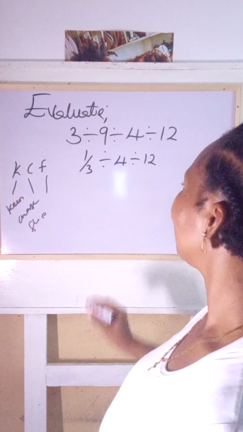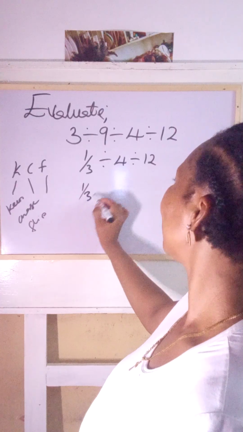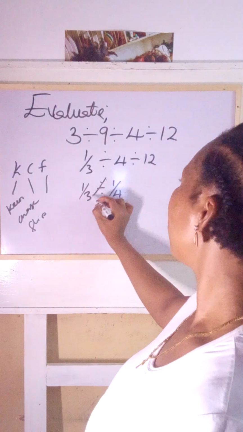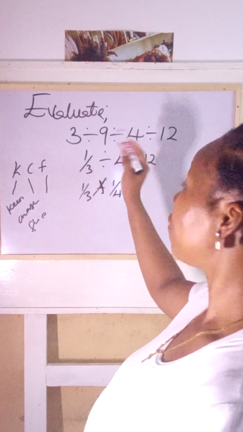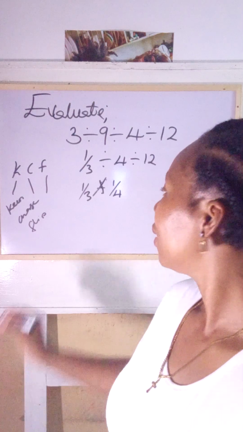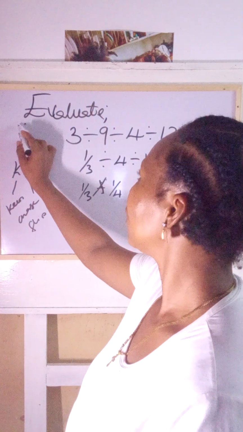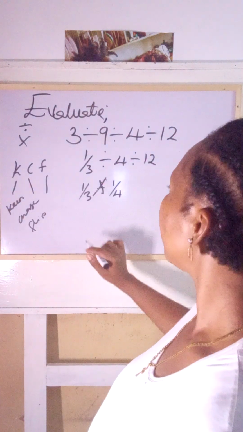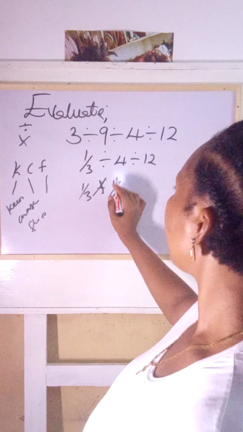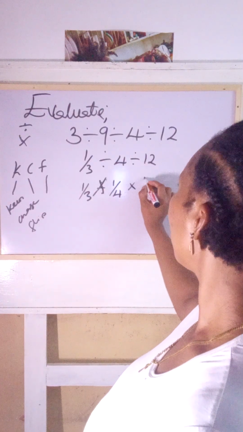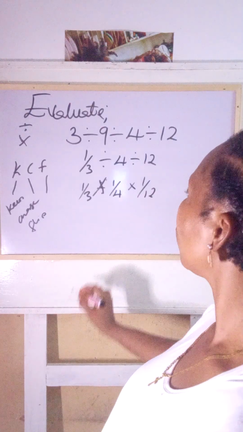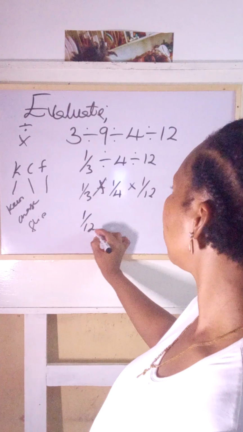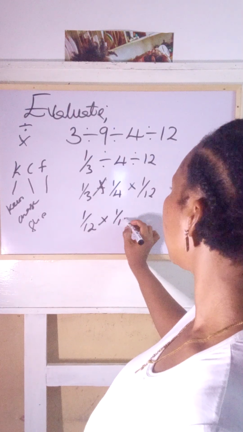This is what I mean. 1 over 3 divided by 1 over 4. 1 over 3 multiply, because you have flipped it. So since you have flipped it, this division sign, if you flip it, it will be multiplication. So since you have flipped it here, it will be 1 over 3 multiplied by 1 over 4 multiplied by 1 over 12. So 3 multiplied by 4 will give you what? 12. So 1 over 12 multiplied by 1 over 12.